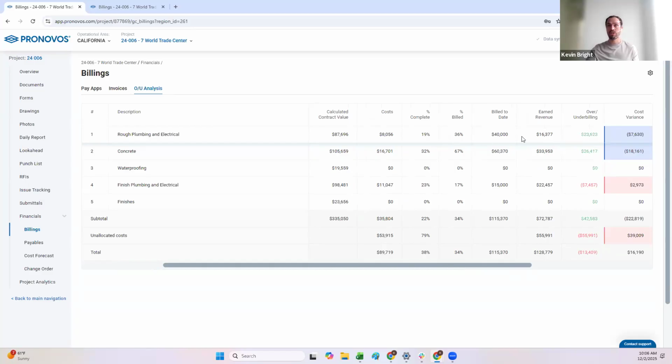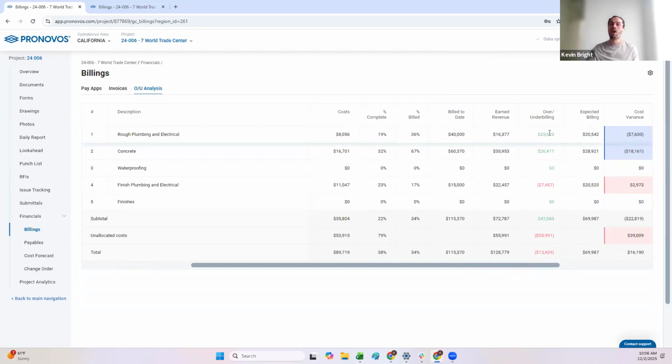So if I'm 19% complete, I can then calculate my earned revenue. My billed to date minus my earned revenue gives me my over under billing for this line item. So now I can see on my rough plumbing and electrical line item, I am $23,623 overbilled. I like it. We're on top of our billings. We're green. We're not fronting money.